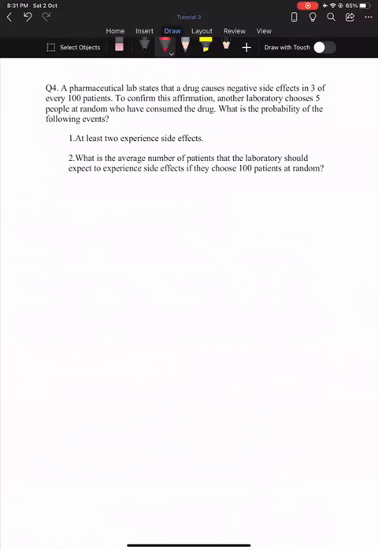Okay, guys. So a pharmaceutical lab states that a drug causes negative side effects in 3 of every 100. Okay, so we have a probability for negative side effects. So we can say NSE is 3 out of 100, which is 0.03. To confirm this affirmation, another laboratory chooses 5 people at random who have consumed the drug. So we know the number of independent trials, or number of people in this case, is 5. What is the probability of the following events?